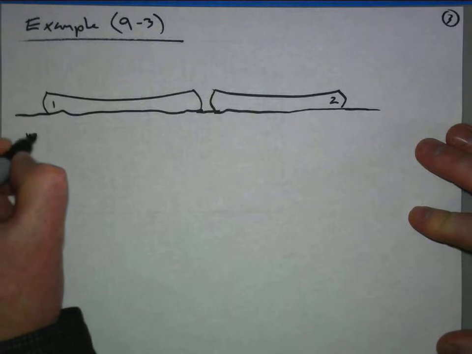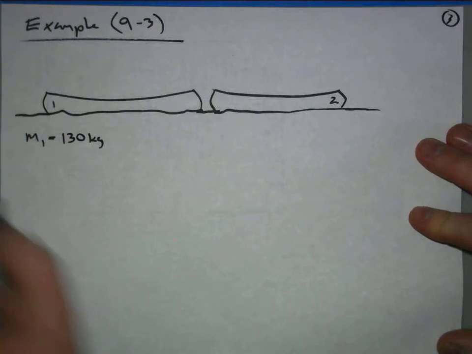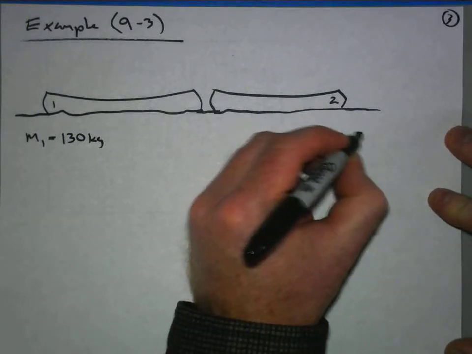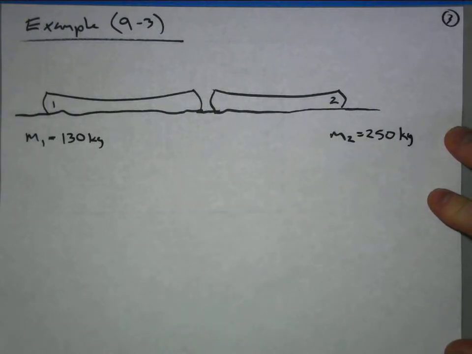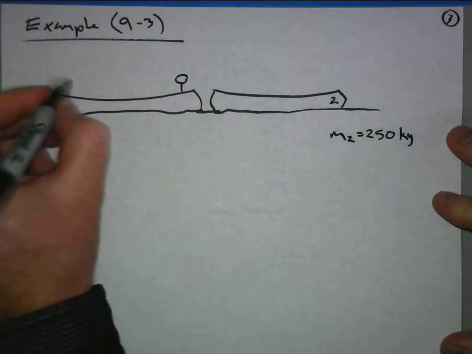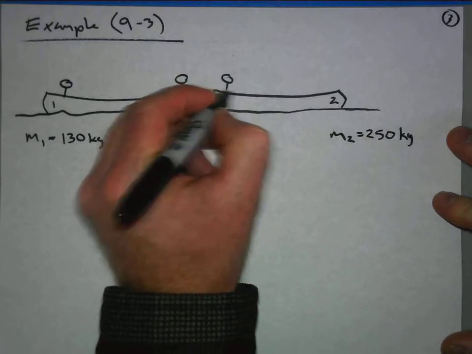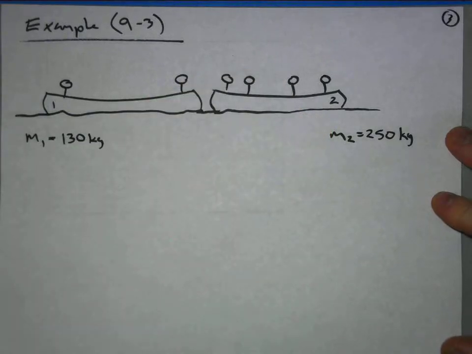So let's go. Mass of 1 is 130 kilograms. And mass of canoe 2, 250 kilograms. So canoe 2 is carrying some more people than canoe 1 is. Maybe there's a person there and a person there just enjoying the day. And in canoe 2, we've got a whole party going on, right? Getting a little crowded in canoe 2. But you get the idea. More mass.